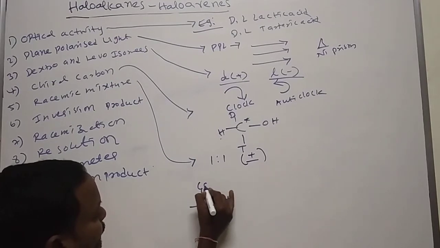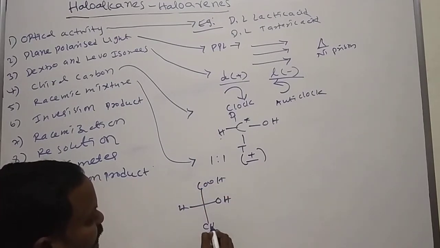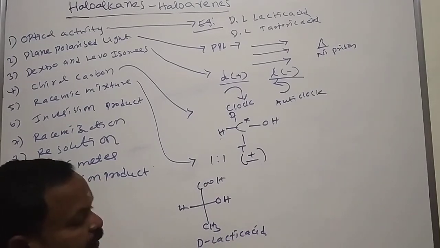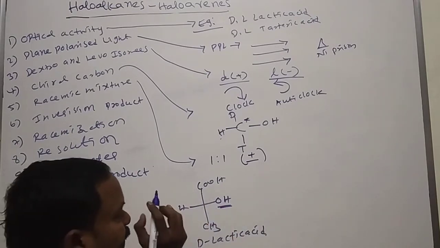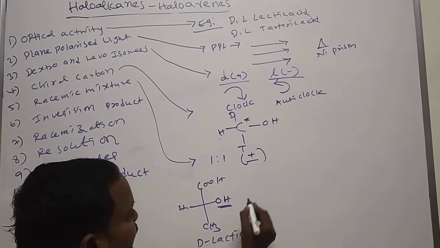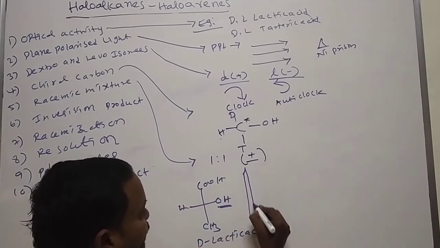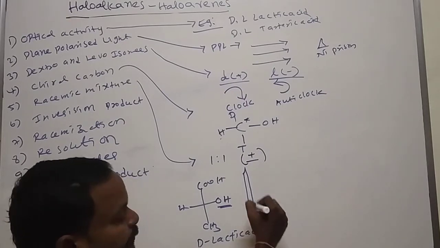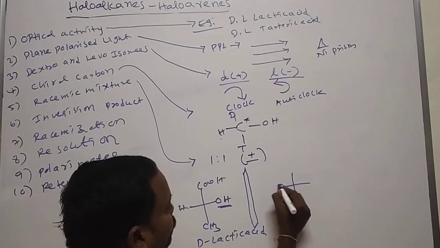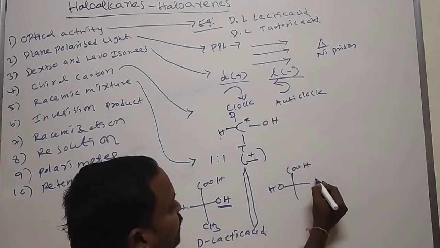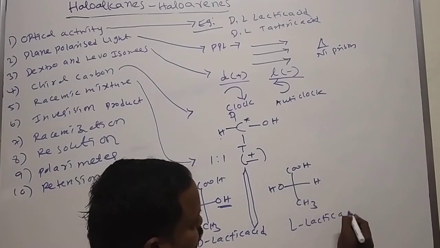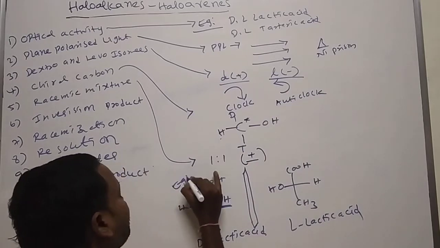Lactic acid: OH, H, CH3. This is D-lactic acid. D means capital D, with the OH group presented on the right side. In the second carbon from the bottom, the OH group is presented on the right side, so we call it D. And a racemic mixture is indicated like this. This is the mirror, that means these are mirror images. Here OH, COOH and H, CH3. This is L-lactic acid. This is the example for a racemic mixture.